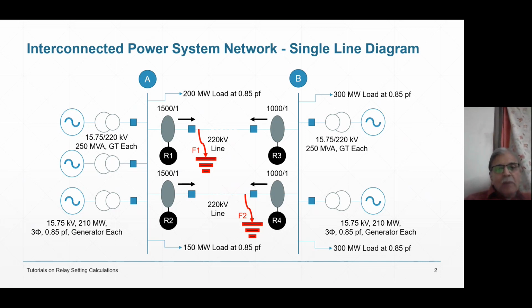Plug setting is 125% and TMS 0.1 I have already calculated. And then for that fault current R1 will give backup. So for that fault current R1, same plug setting 125%. TMS 0.1 I can't change. And that 0.25 second has to be maintained.